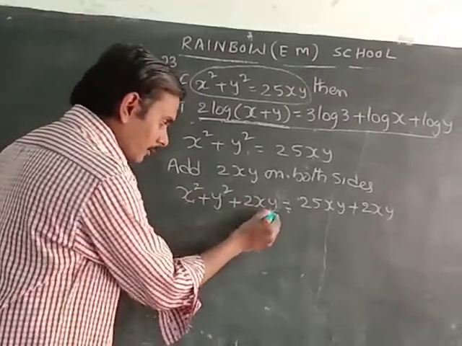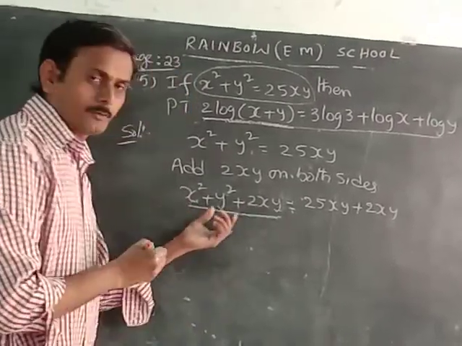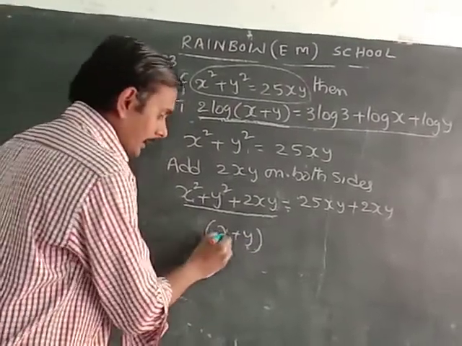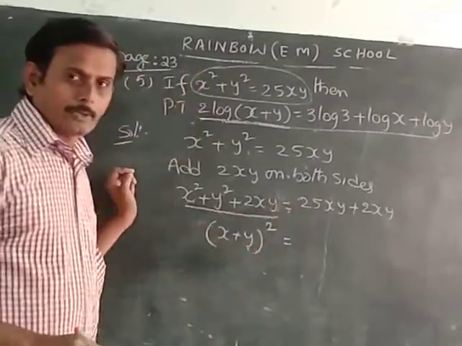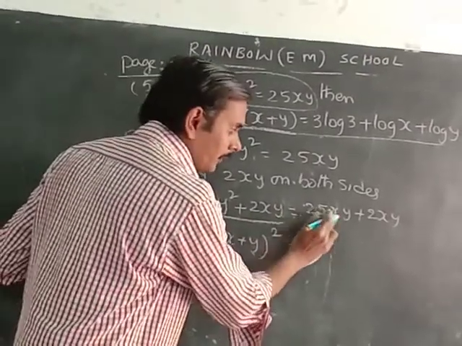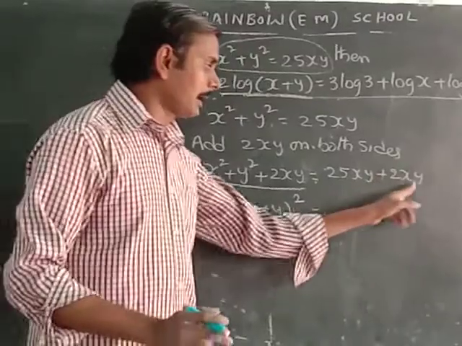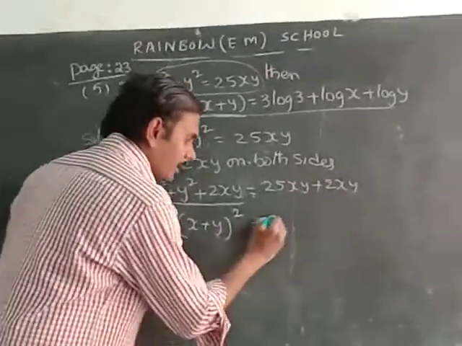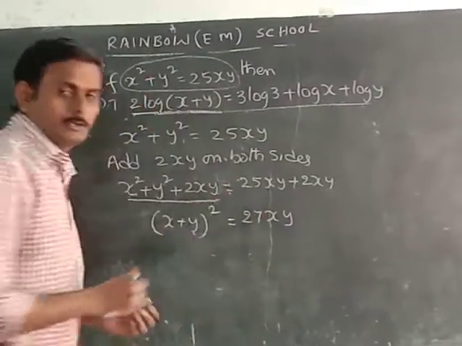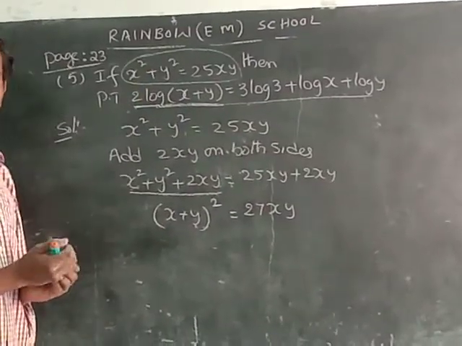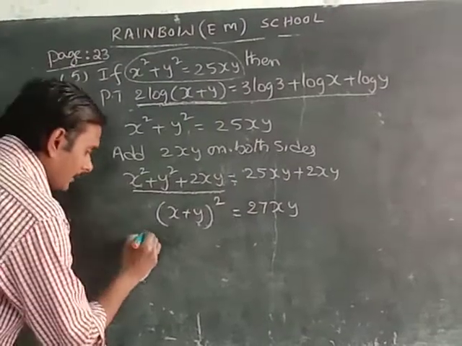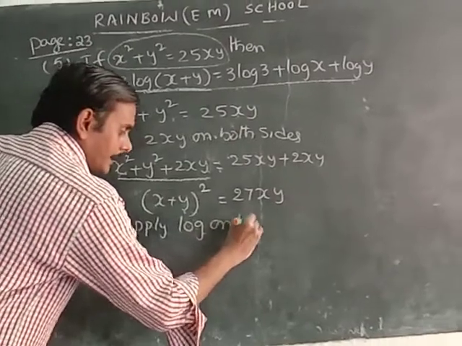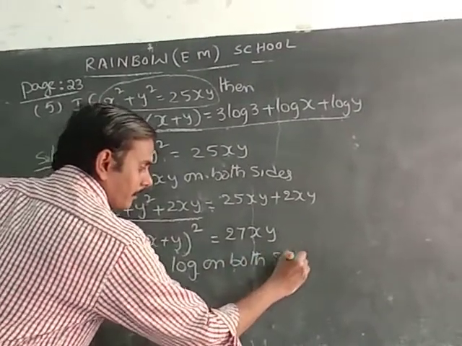So instead of this whole part we can write (a plus b) whole square, with a value x and b value y. (x plus y) whole square equal to 25xy plus 2xy. Both are like terms with xy, so add 25 plus 2, that is 27xy. Now apply logarithm on both sides.